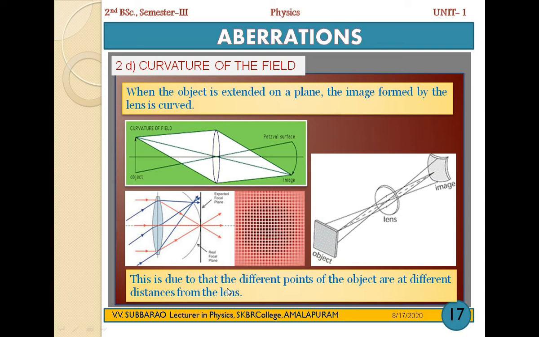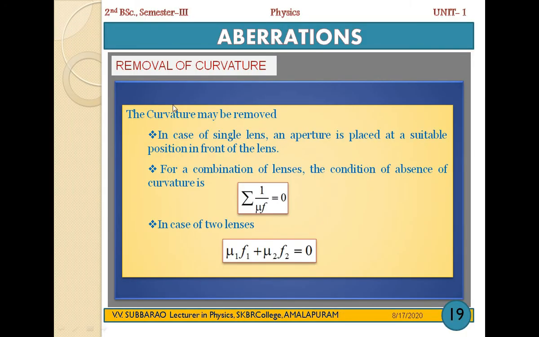Curvature is due to the fact that the different points of the object are at different distances from the lens. Removal of curvature: curvature may be removed by following these conditions. In the case of a single lens, an aperture is placed at a suitable position in front of the lens. If we place an aperture in front of a lens, then curvature may be removed.